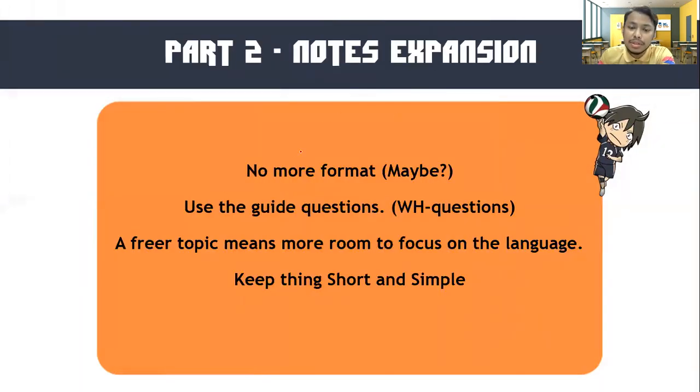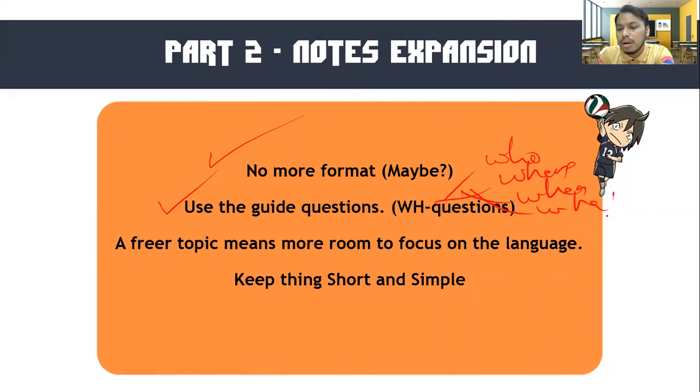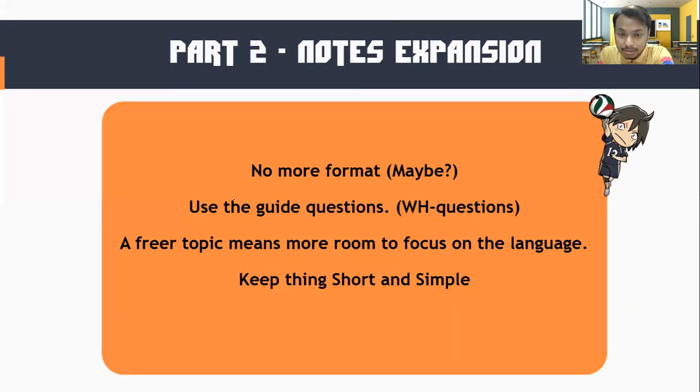And then for part 2 notes, as mentioned, no more format. Maybe use the guided questions. W-H questions: who, where, when, what, and then how. A freer topic means more room to focus on the language and keep things short and simple. This is the notes, as mentioned, kind of tips. No more format, you don't need to put an address, letter, and so on. You just write it all down and be as natural as you can so that you can get better marks.